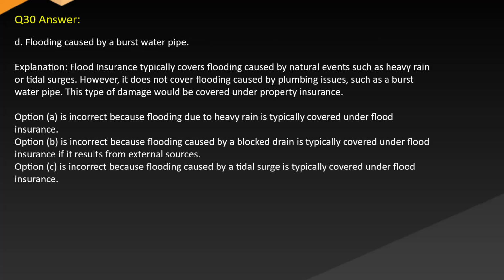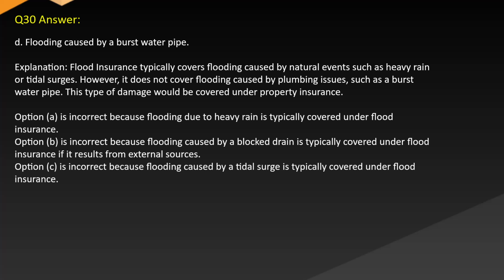Answer: D. Flooding caused by a burst water pipe. Explanation: flood insurance typically covers flooding caused by natural events such as heavy rain or tidal surges. However, it does not cover flooding caused by plumbing issues such as a burst water pipe. This type of damage would be covered under property insurance.